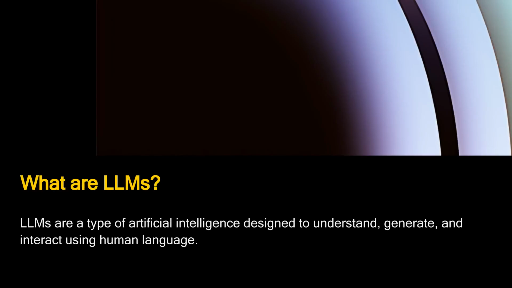LLMs are a type of artificial intelligence designed to understand, generate, and interact using human language. They are built using vast amounts of textual data and trained using techniques derived from machine learning. LLMs utilize a specific architecture known as transformer, which enables them to process words in relation to all other words in a sentence, thereby understanding context more effectively.